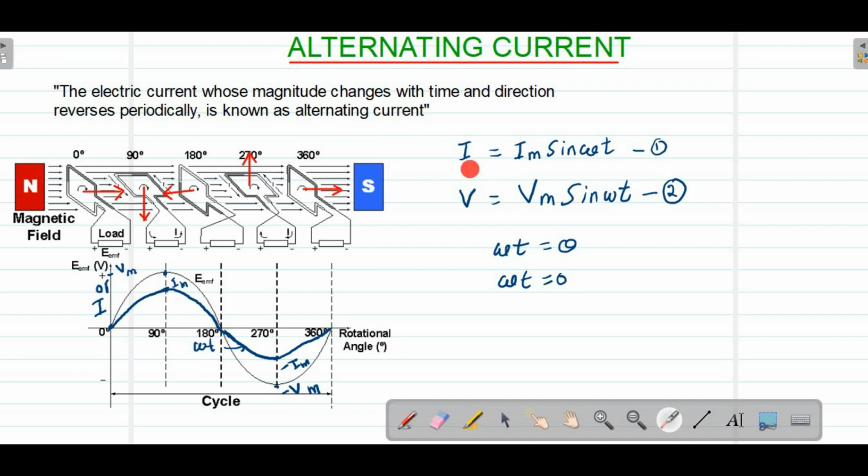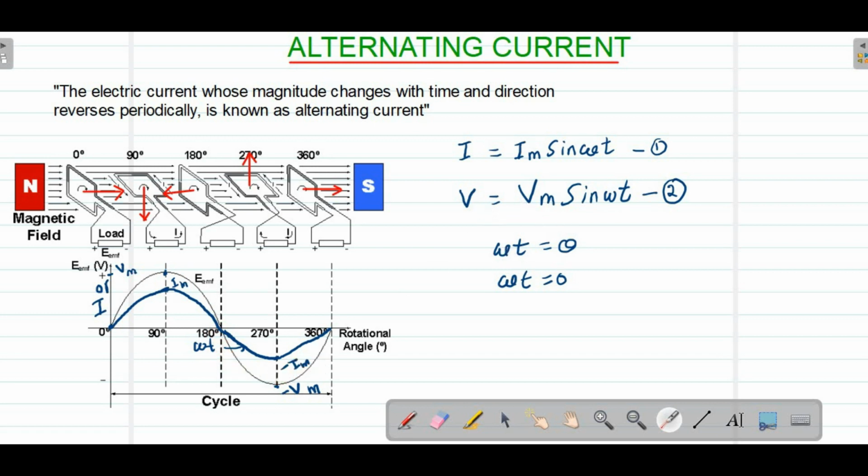Okay. So from this equation, it should be very clear. This value I represents the magnitude of current at different instants of time. On this graph, Im is the peak value, the maximum possible value of current, and omega t is called the phase of the current, and sin omega t shows the variation of current, the increasing and decreasing of current.